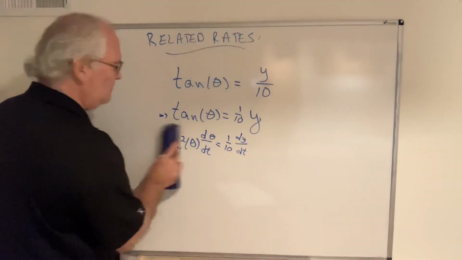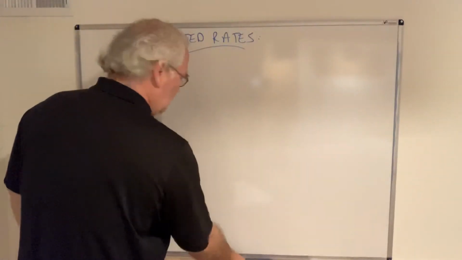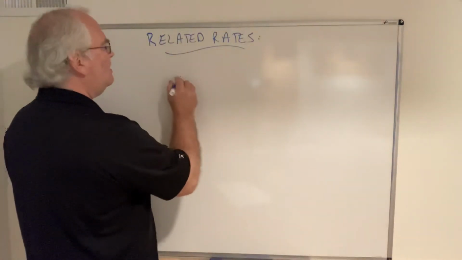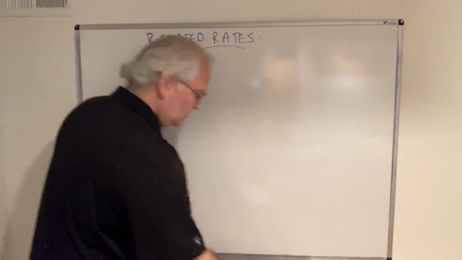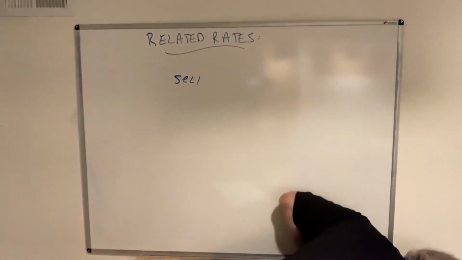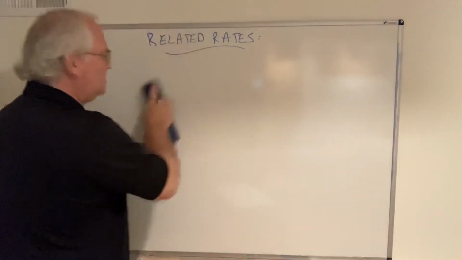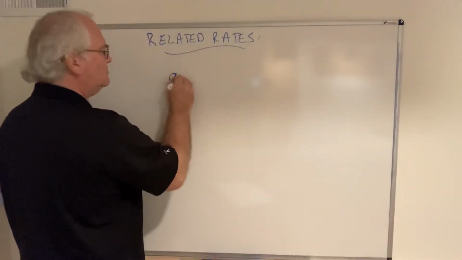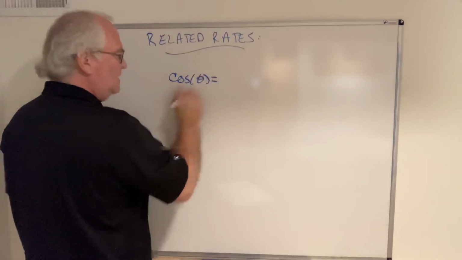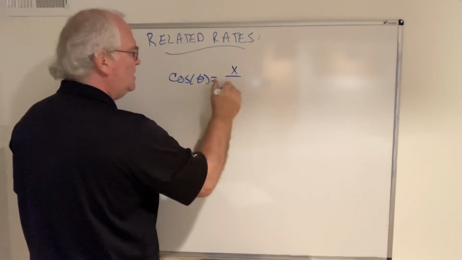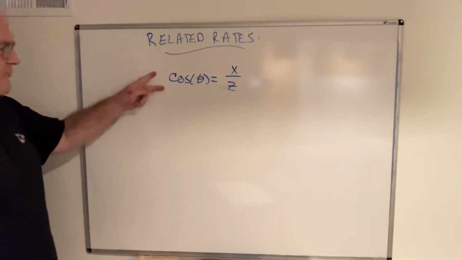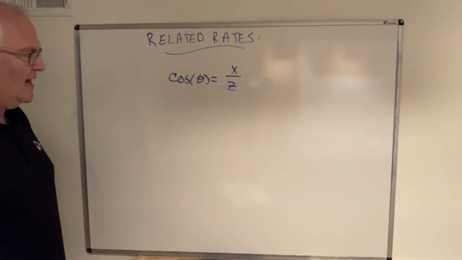Let's make it a little bit more elaborate here. What if we have secant, I'm sorry, let's not do secant. Let's do cosine of theta is x over z, and we need to differentiate both sides of this with respect to time.